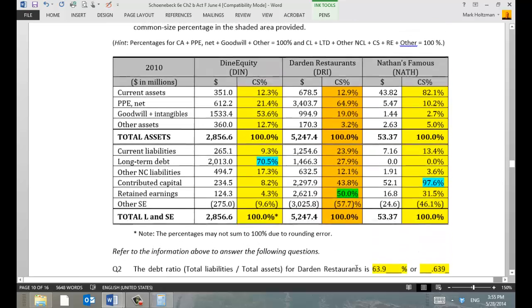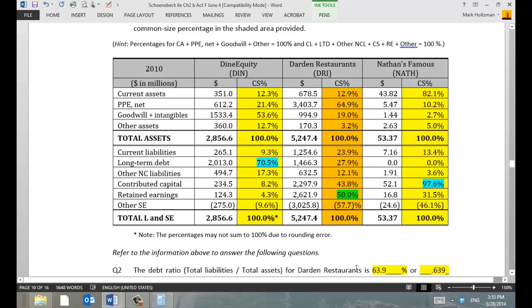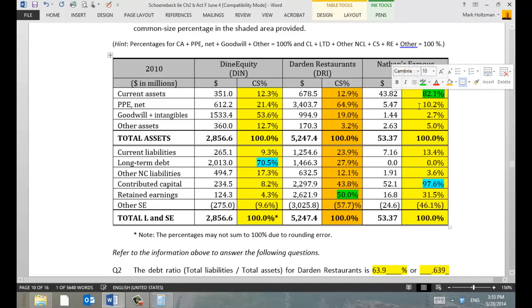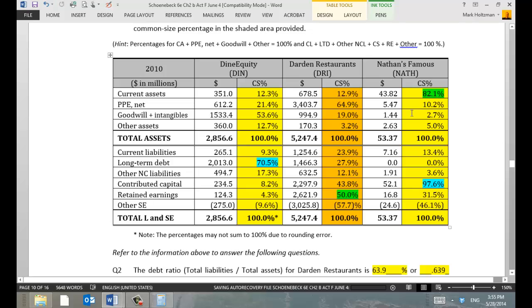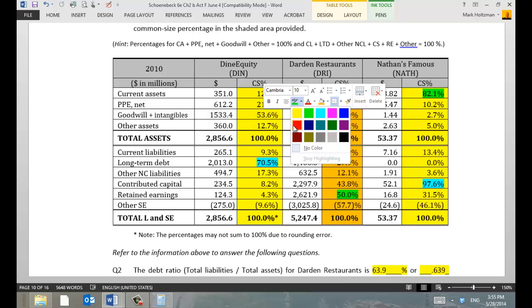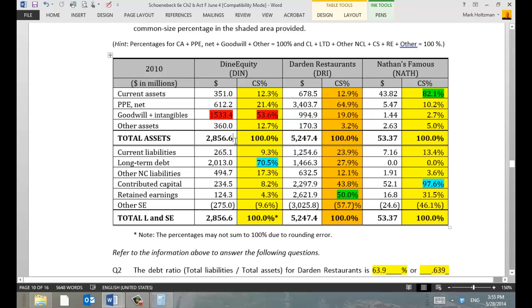Anything else you see in this whole analysis? Anything interesting? Current assets for Nathan's. Yeah, look at the weird numbers here. This is huge. Why does Nathan's have so much in current assets? And here's another one for you. Why does DineEquity have so much goodwill? Look at that goodwill at DineEquity. More than half of DineEquity's assets are goodwill.